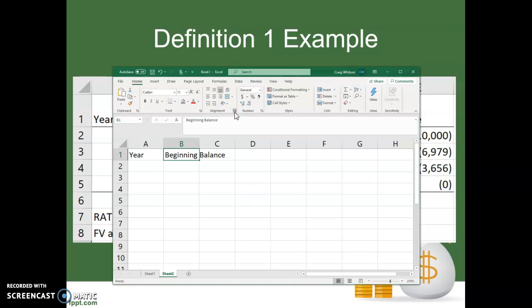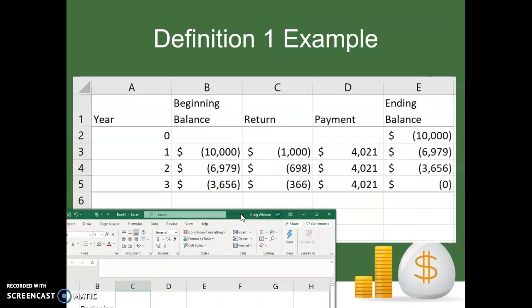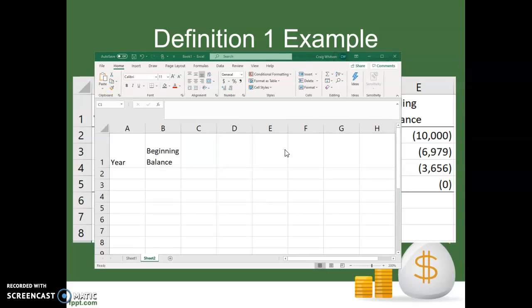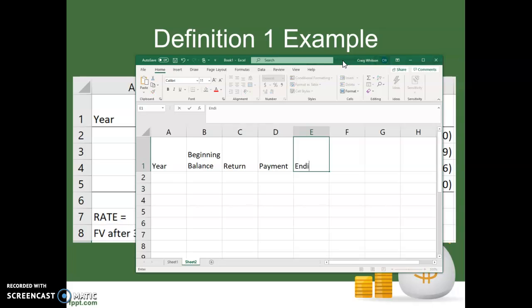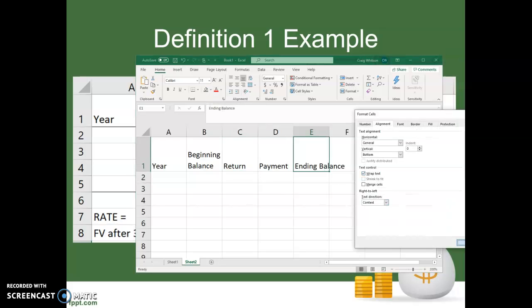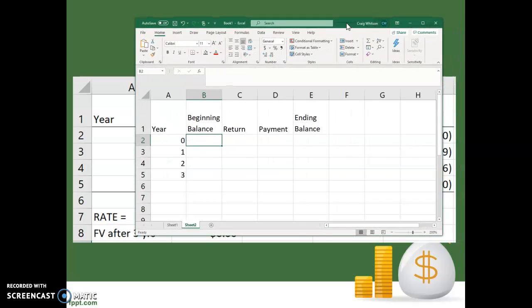I'm going to wrap the text in this cell. I'm going to go to alignment, wrap text. Okay, return, payment, and ending balance. And again, let's wrap that text. Okay, so our years are going to be 0, 1, 2, and 3. Again, we're looking at this from the point of view of the banker, not the lender.